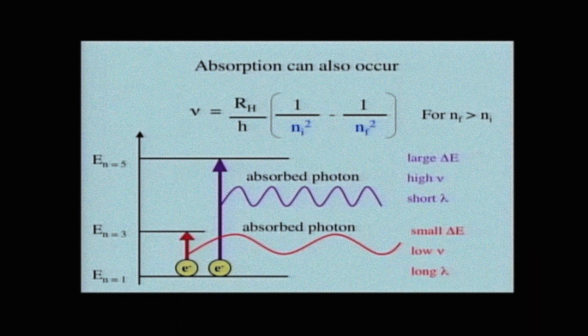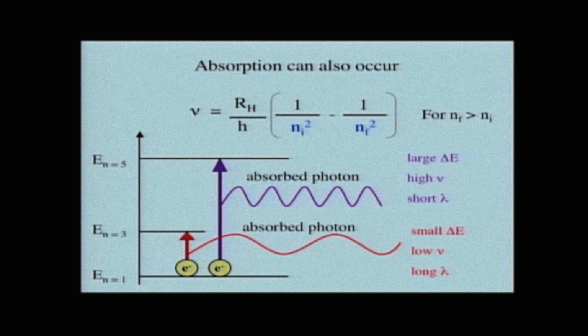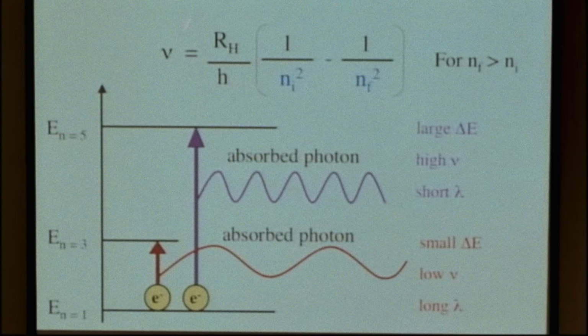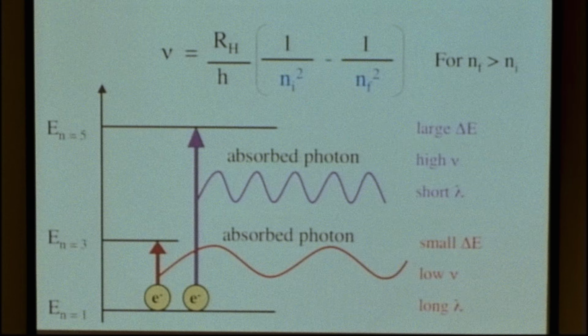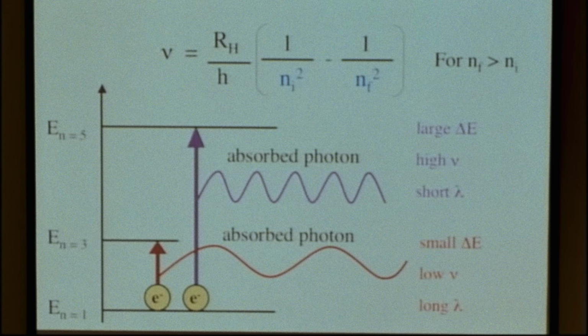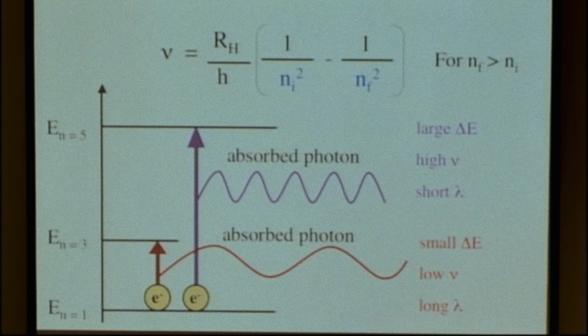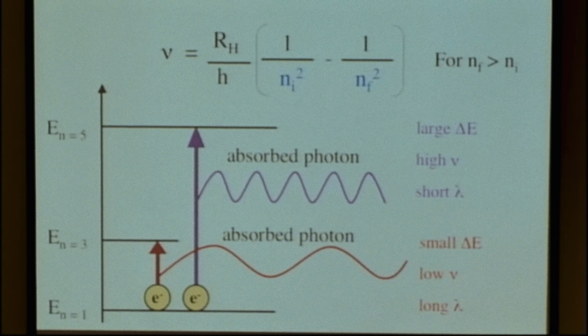And again, we can talk about the same relationship here. So it's a very similar equation to the Rydberg equation that we saw earlier, except now what you see is the n initial and the n final are swapped places. So instead now we have R_H over Planck's constant times 1 over n initial squared minus 1 over n final squared.